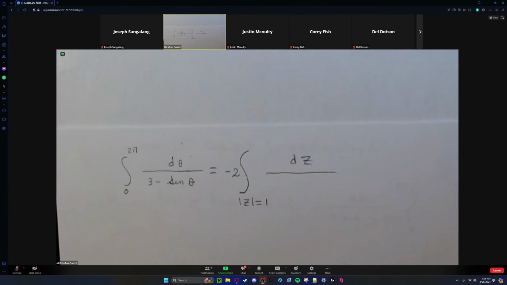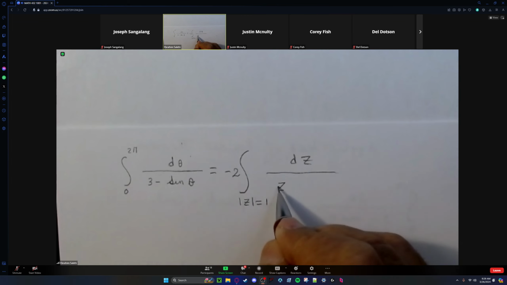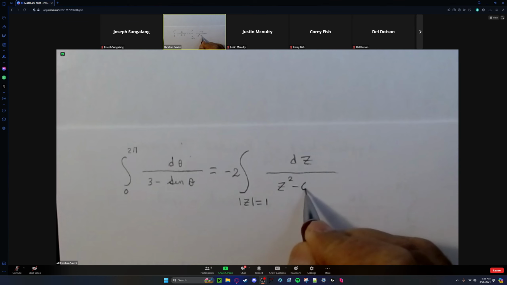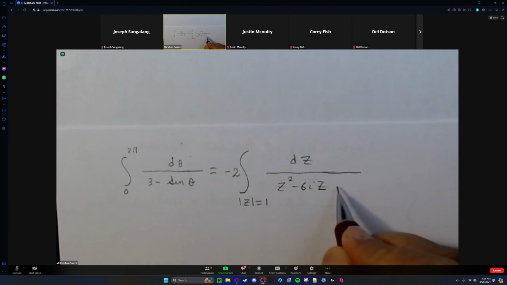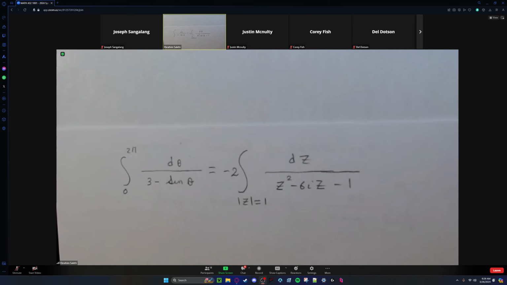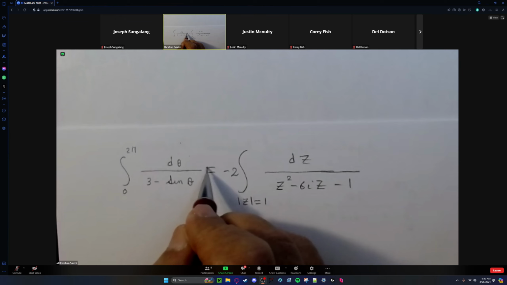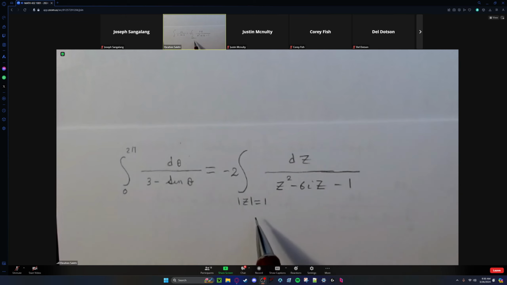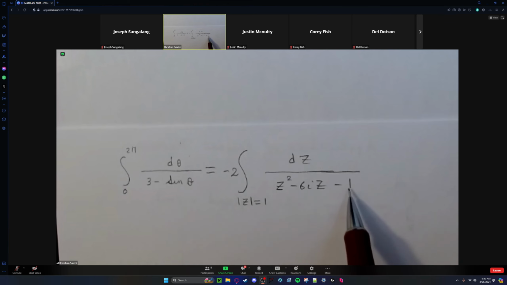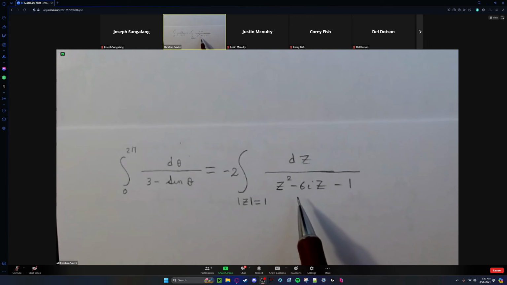Well, it was z squared in the denominator minus 6iz minus 1. And we can find a solution for this one by using the residue theorem. Now, the question is the zeros of the denominator, which are the simple poles, of course.